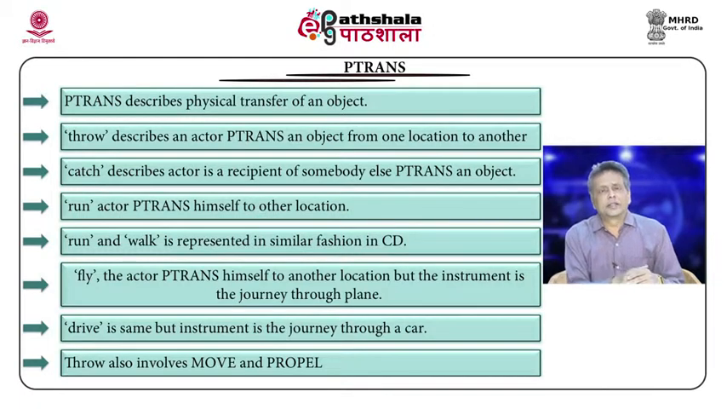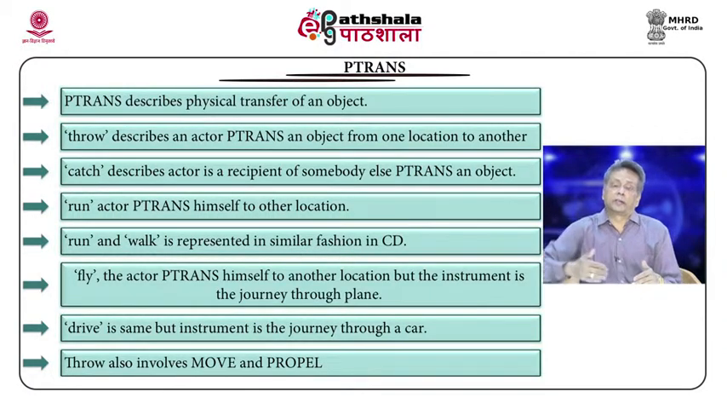There are a lot of others. For example, run, fly, or drive are examples of P transing, changing location. But there are other things associated. These verbs are a little more complex, so there is more than one thing involved. For example, throw also involves moving of a body part. That involves the other primitive which we talk about later, called moving a body part. Similarly, fly also involves something else happening. Fly means you took a plane to reach that place.